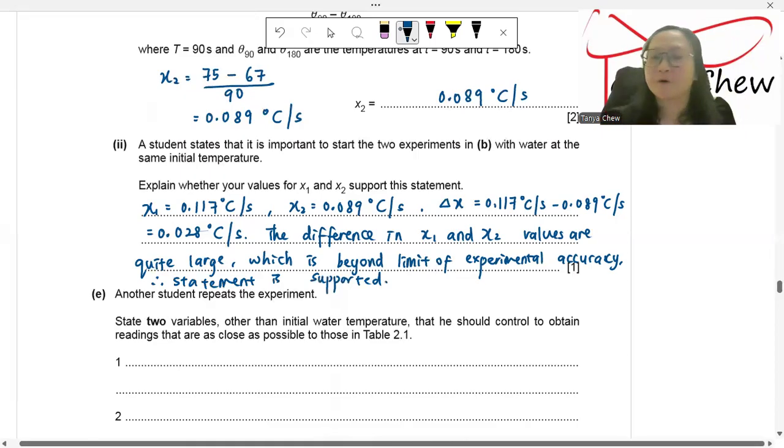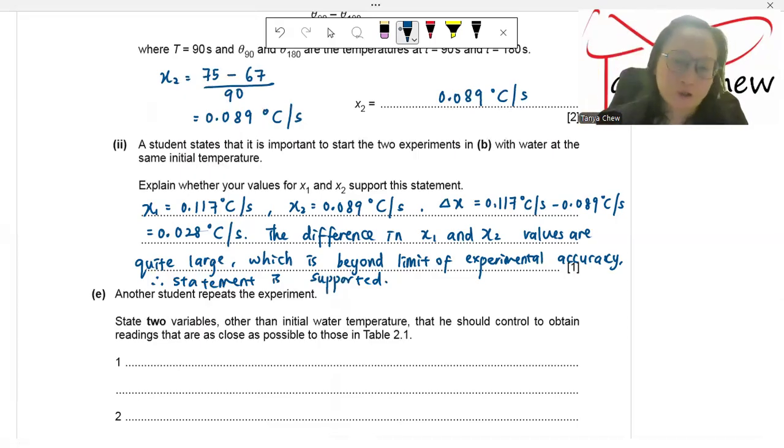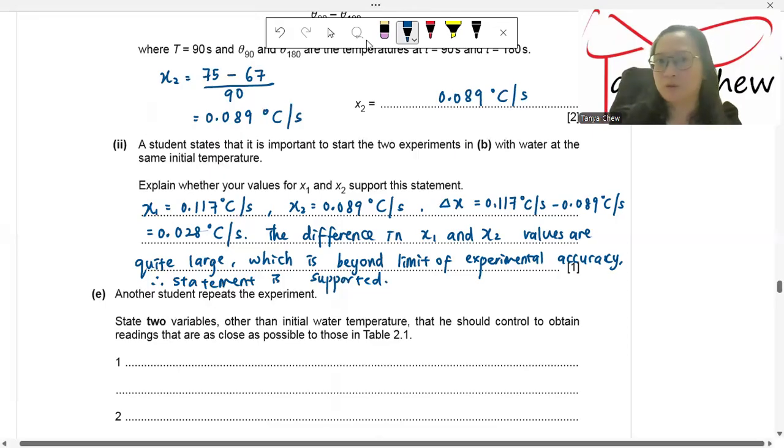So for this part of the question, actually there is no right and no wrong answer. If your result is quite small, if you think that 0.028 degrees Celsius per second is small, the way you answer it is that the difference in x1 and x2 values is quite small, which is still within the limit of experimental accuracy. So that is why you don't support the statement, right? There is no fixed answer here. It is based on your own judgment.